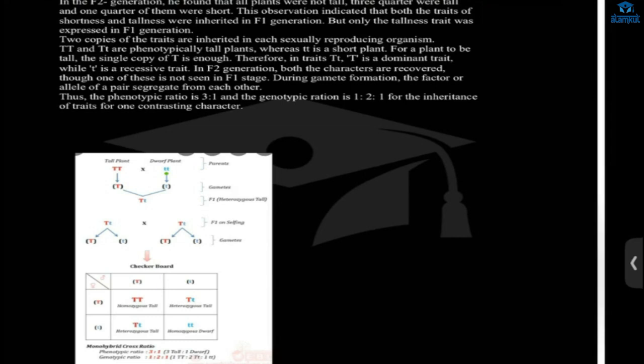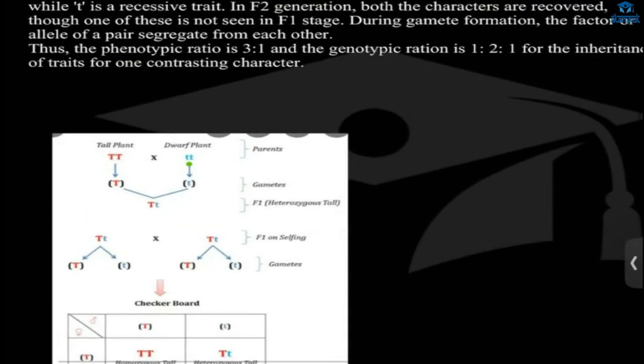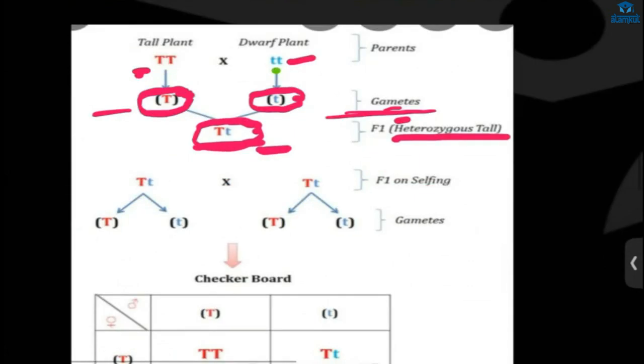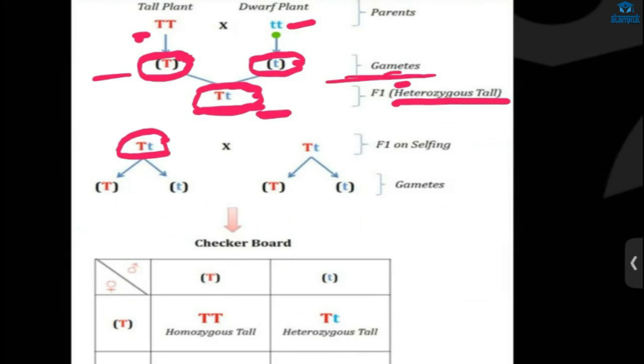Yes, ma'am. Okay, see, this is the monohybrid cross. Tall plant and dwarf plant, okay? From there, this is the gamete. One gamete will come from this tall plant, one gamete from the dwarf plant, and during fertilization, they will fuse, and we get capital T, small t. This is the F1 generation. This is heterozygous tall. Next, we are selfing this.